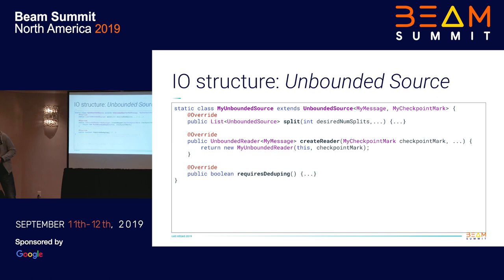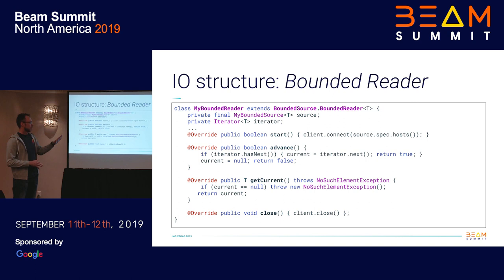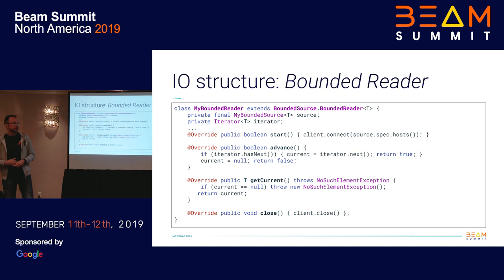Bounded reader has four main methods. Start and close: when we, for example, open a connection to our data source using the client object. Then in the advance method, we just iterate over an iterator to get a new element. With getCurrent, we return actual elements, or throw an exception if there is no element anymore. And in close, we just clear resources, for example, close the connection. So pretty easy.